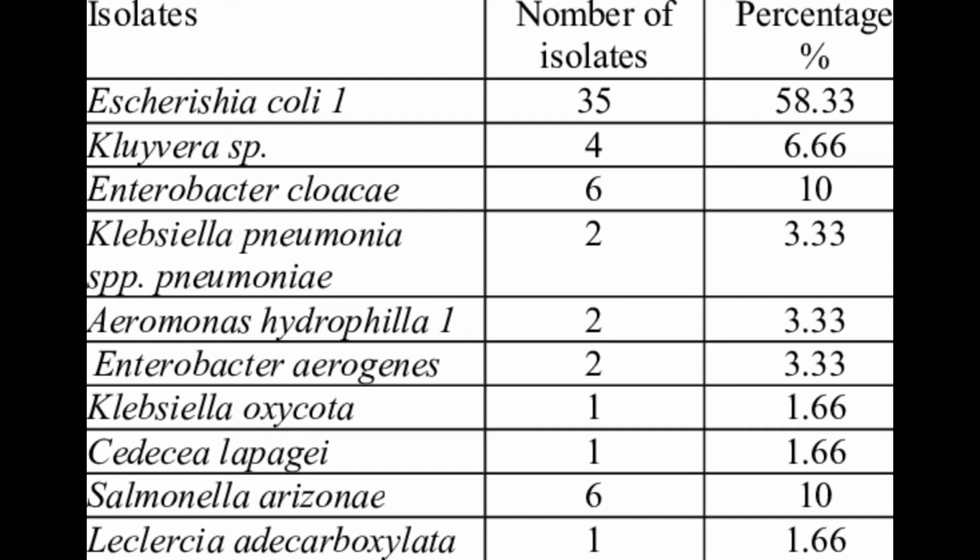In Providencia rettgeri, their PAD is light green with a slant of dark green, while their TSI is pink with a yellow butt. So that's a good sign. So alkaline over acid, and their SLA is blue.